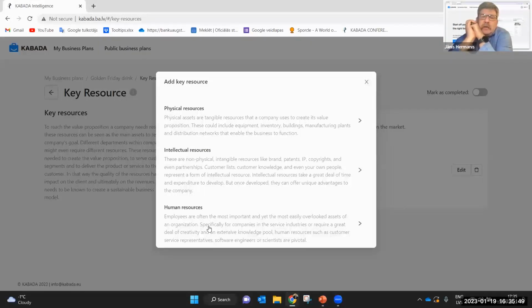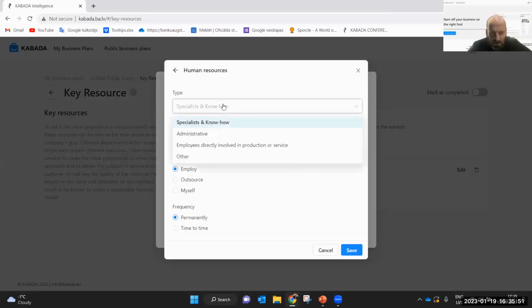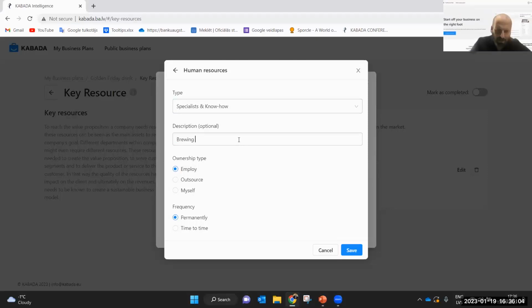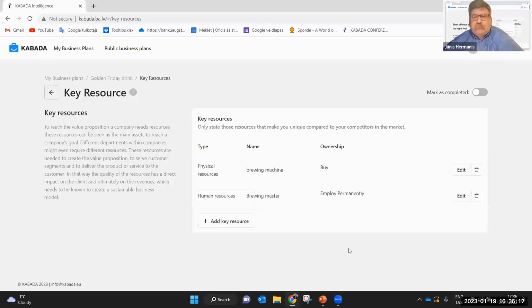And this time, human resources. Yeah, I know some specialists. Good. What kind? Description. A brewmaster. Brewing master. Okay, good. Employed permanently or from time to time? Permanently. Okay, good. So it is important now that the system not only saves this information, but also transfers it to the financial part.